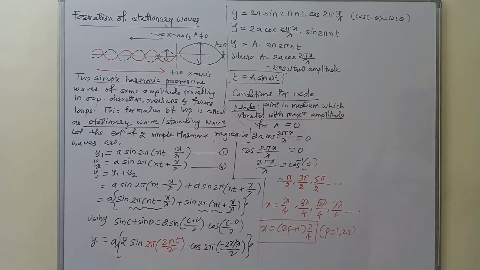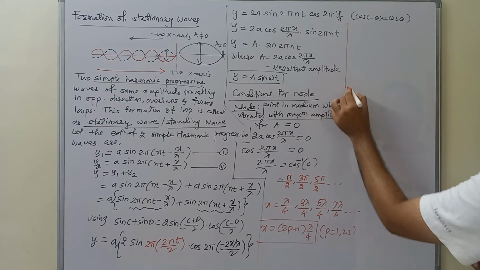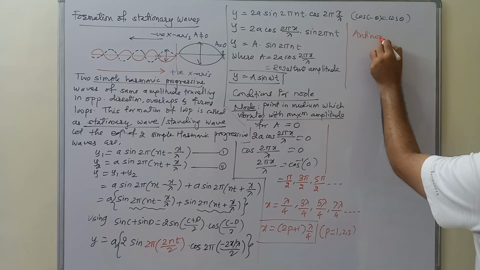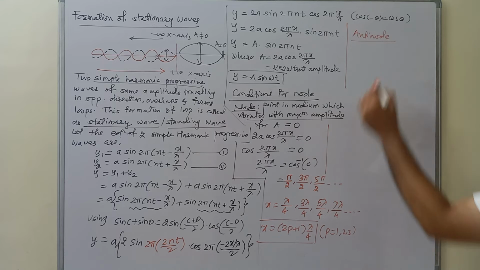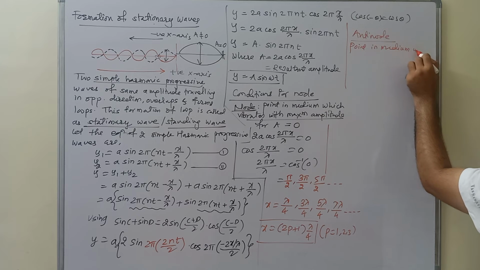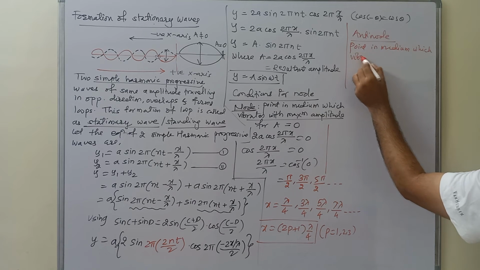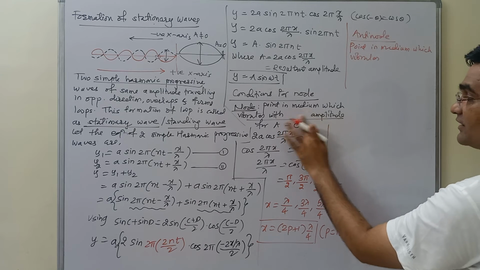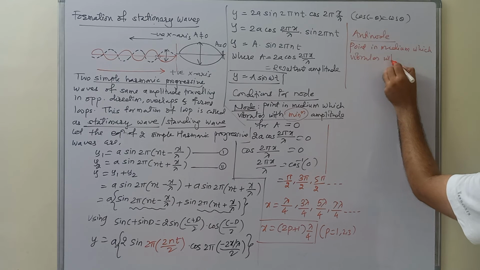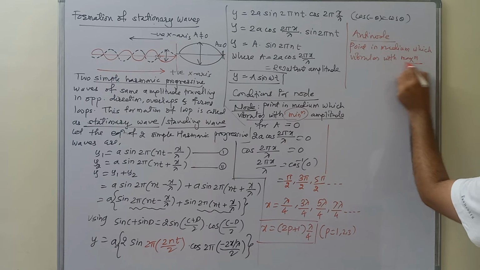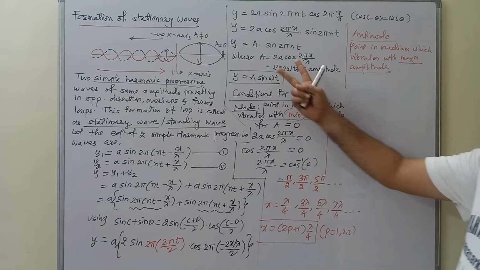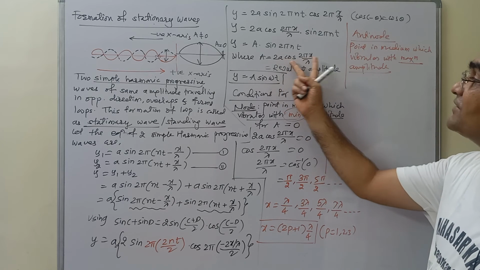In a similar manner, if I want to study the antinode, then what is the antinode? The point in the medium which vibrates with maximum amplitude. Sorry, I made a mistake earlier: a node vibrates with minimum amplitude. The point which vibrates with maximum amplitude is called an antinode.